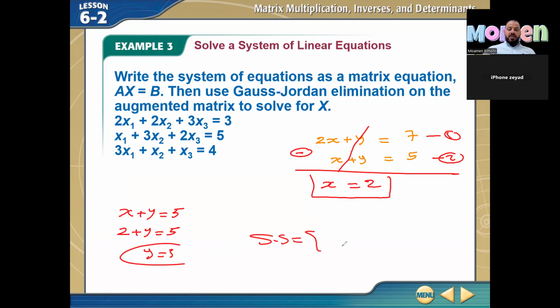So our solution set will be equal to (2, 3). The order is very important. We must start with x in order to write it in the right order.